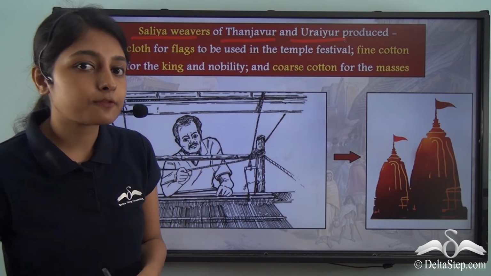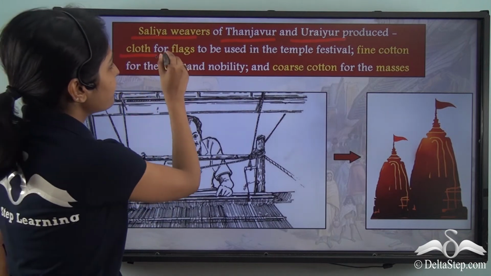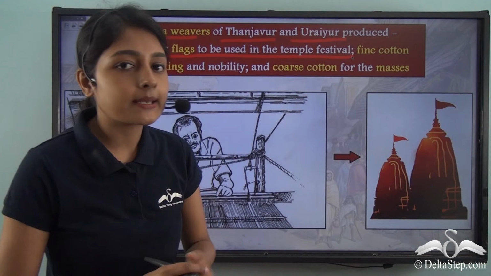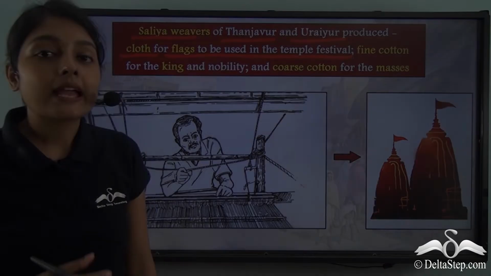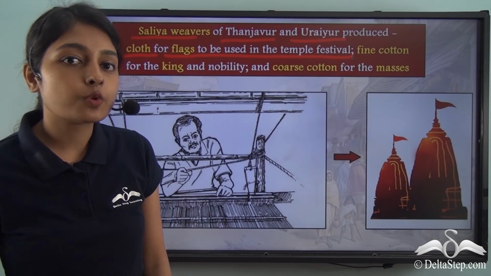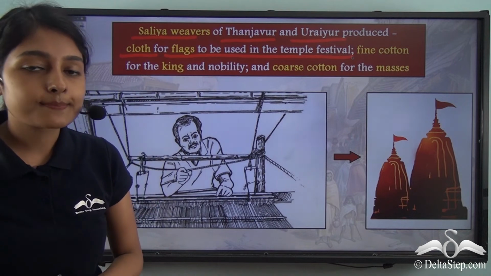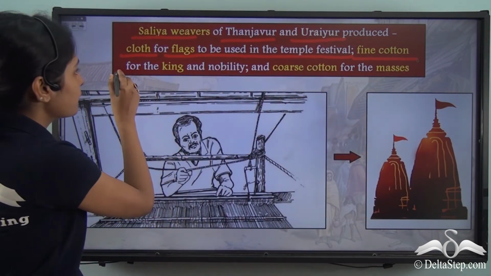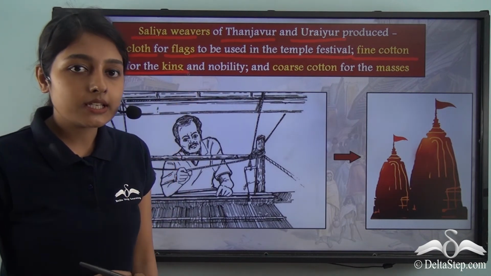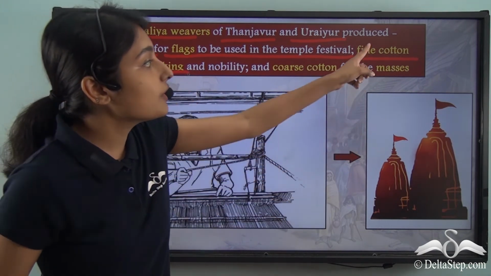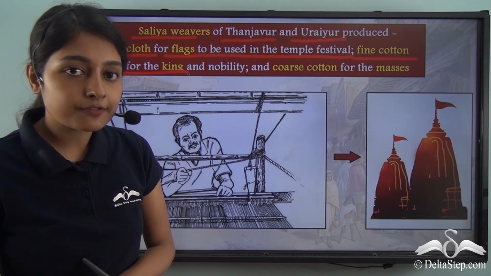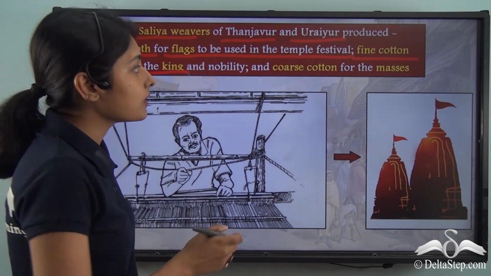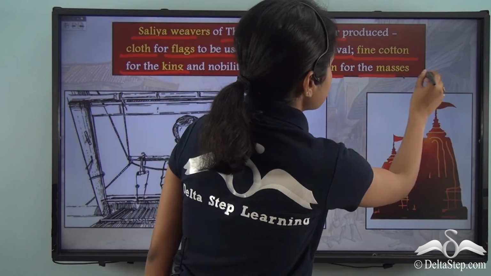A few of those purposes would be as cloth for flags to be used in temple festivals. Even today on the top of many temples you could find flags, and these flags during the medieval period were weaved by the Salya weavers. Along with that, they also weaved fine cotton for the king. The king and nobility wore clothes that were made of fine cotton, and these pieces of cloth of fine cotton were weaved by the Salya weavers. And along with that, they also weaved coarse cotton for the masses.